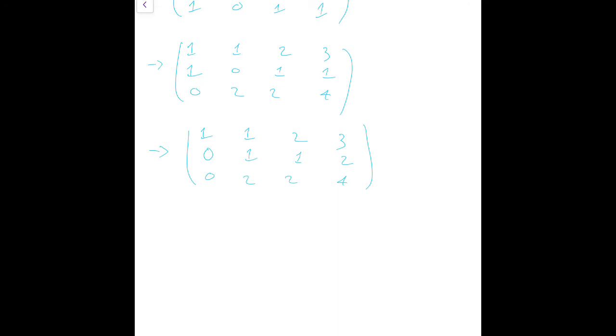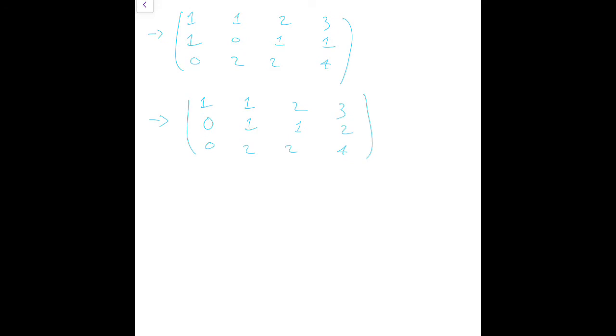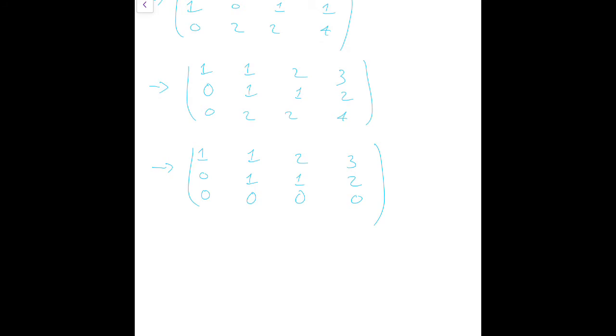Okay. And so now what I'm going to do is subtract 2 times row 2 from row 3. So this is 1, 1, 2, 3, 0, 1, 1, 2. 0 minus 0 is 0. 2 minus 2 times 1 is 0. 2 minus 2 times 1 is 0. 4 minus 2 times 2 is 0. Okay, so this is in row echelon form.